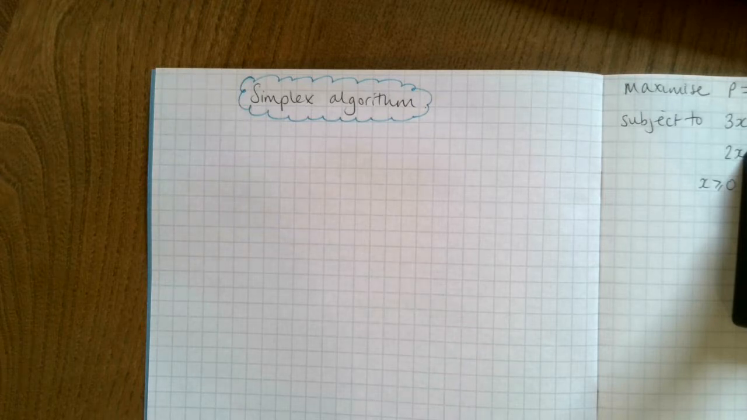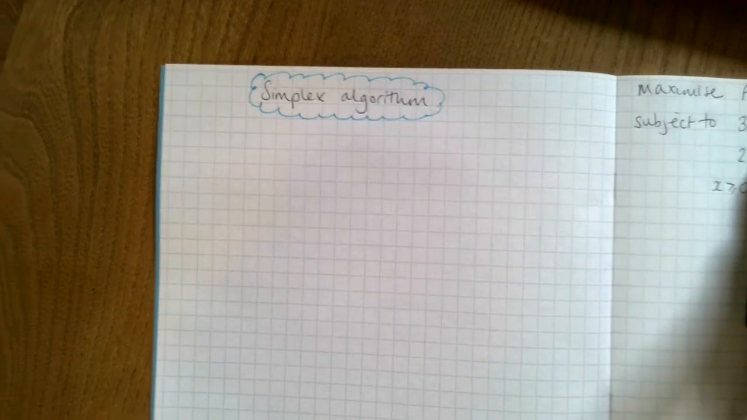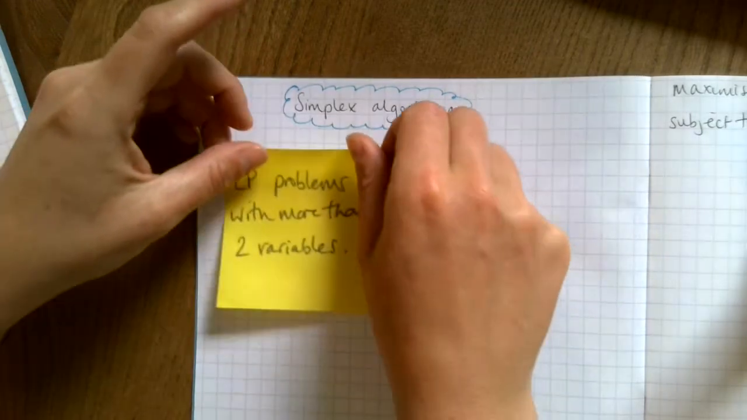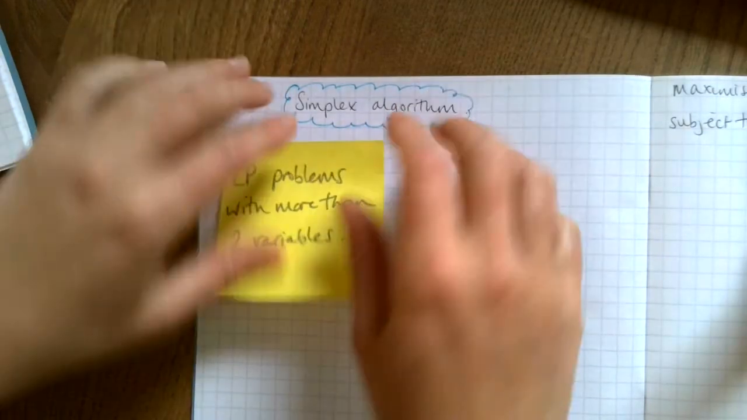When we're doing linear programming so far, you've been doing it graphically. You've been maximizing or minimizing objective functions using a graph, and that obviously limits you to just having two variables because you can only plot a graph in 2 dimensions on a piece of paper in an exam. So the simplex algorithm basically gets rid of that problem for us.